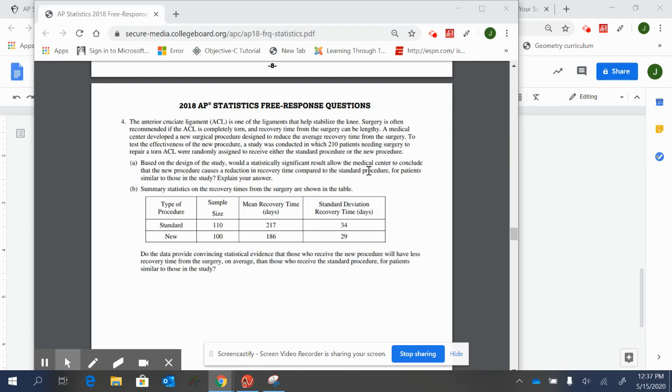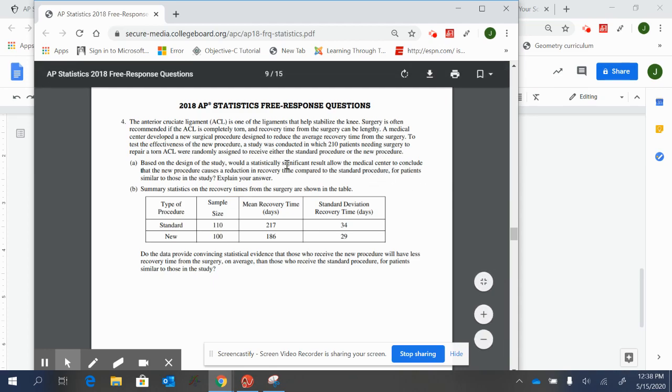Okay, welcome back. Now, this says, based on the design of the study, which to some students implies it's an observational study. That's incorrect. Let's not fall for that trick. It is an experiment, because they are forcing a condition in one variable, namely which surgery they're going to be getting, the new or the standard, and they're trying to note a response in another variable, which in this case looks like the recovery time. So that makes it an experiment.